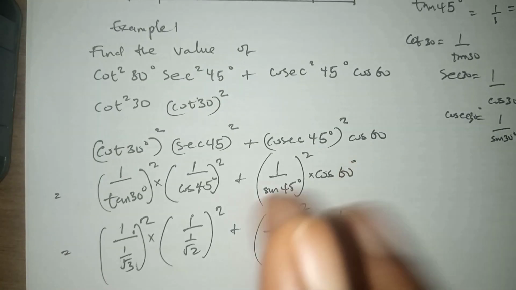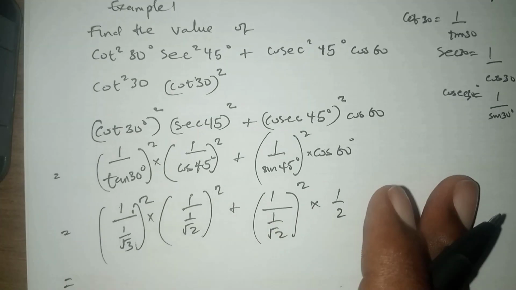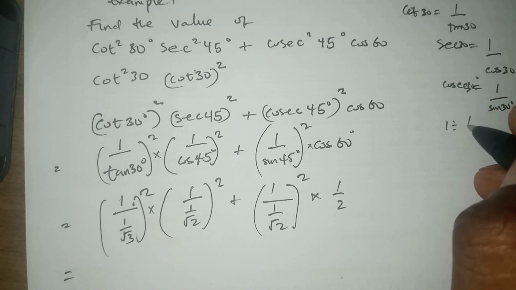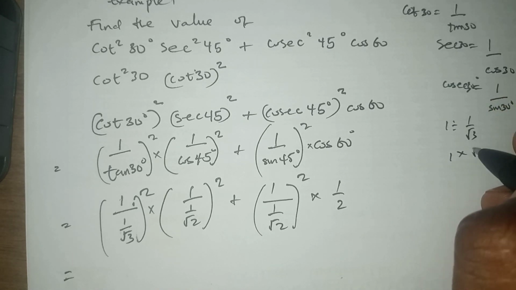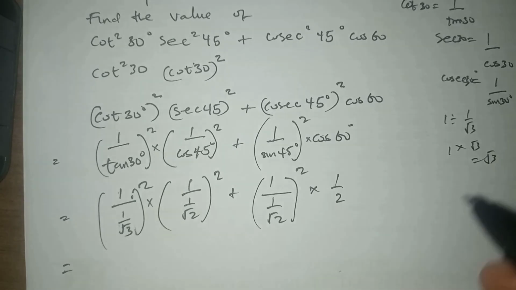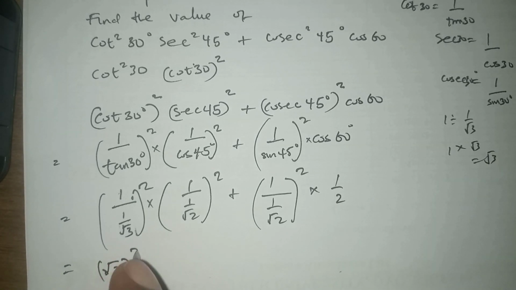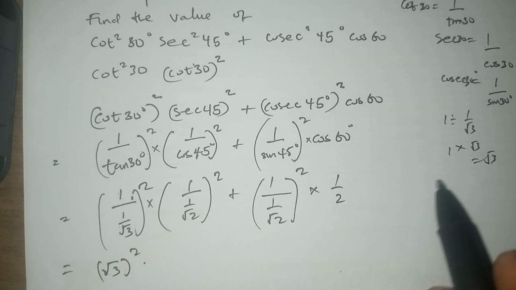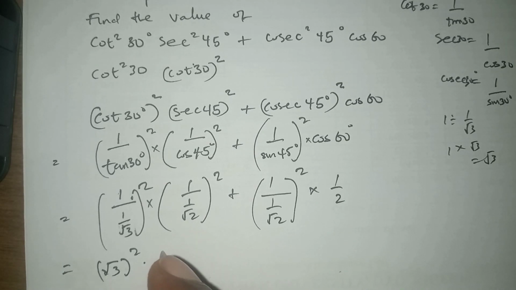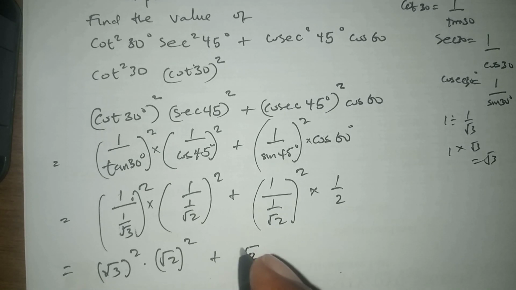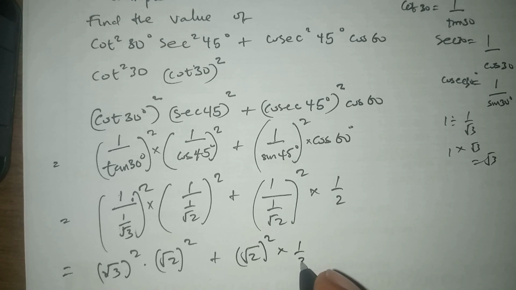So from here, what is 1 over 1 over root 3? It is 1 divided by 1 over root 3, which is 1 times root 3. So the answer is root 3. So 1 over 1 over root 3 is root 3 all squared. The same thing for 1 over 1 over root 2: it is root 2 all squared, plus 1 over 1 over root 2, which is root 2 all squared, then times 1 over 2.